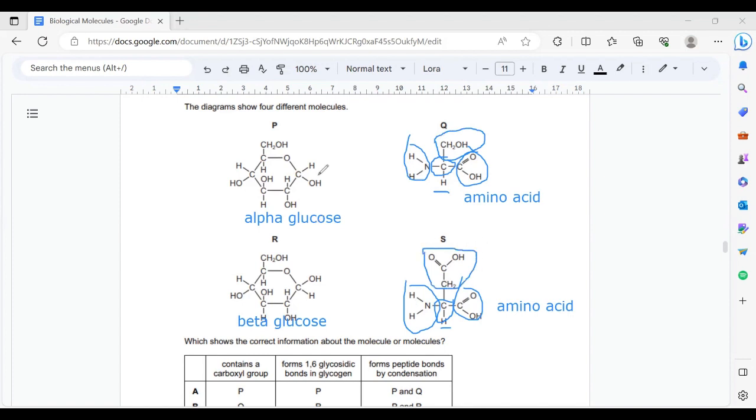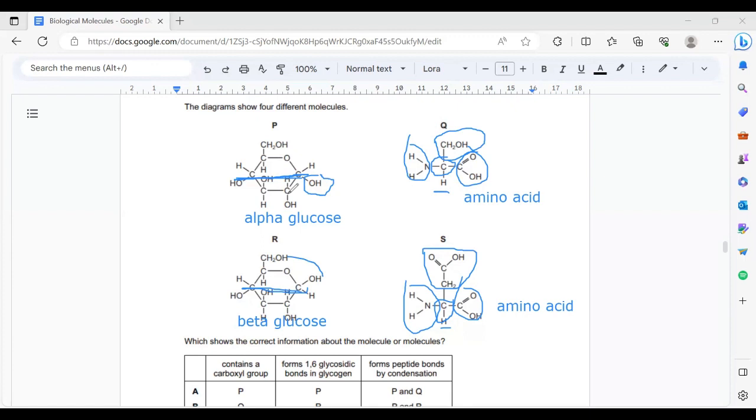And for alpha glucose and beta glucose, look at this OH over here. If it is below the CH plane, then it is alpha glucose, and if it is above the CH plane, in this one, in R, so it is beta glucose. So you can identify your molecules like this. It requires consistent practice and drawing out the molecules. It can help you identify it. So practice it. If you cannot identify it just from the looks of it, once you get the hang of it, then it becomes easy.